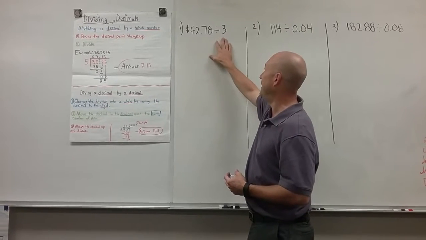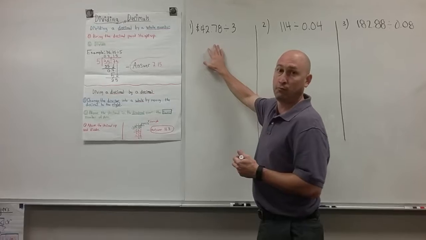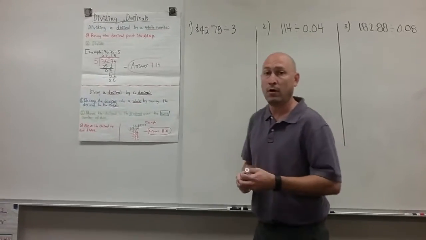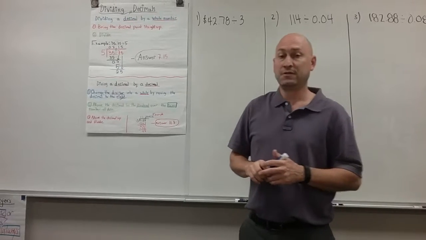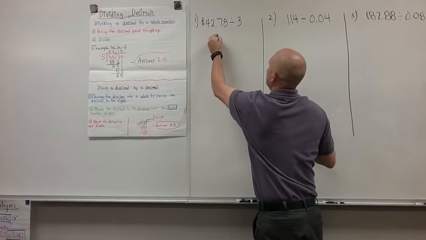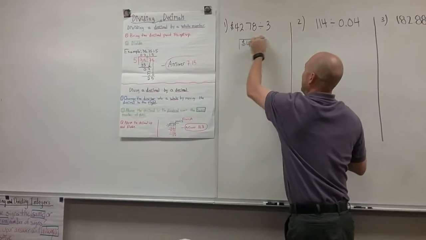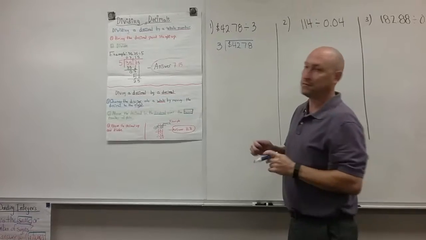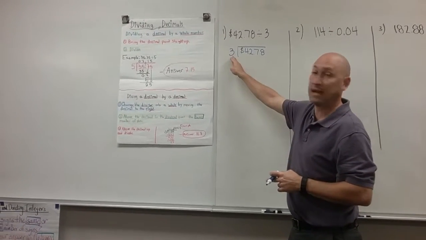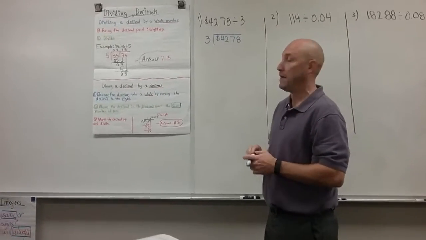So in my example here, I've got 42.78, and I'm dividing that by the whole number 3. I like to use the analogy, write it as you read it. As I'm reading it, I'm going to write it so I know what is the proper number that goes inside the division cage: 42.78 divided by 3. The 3 is on the outside of the cage as my divisor, and 42.78 is inside as my dividend.